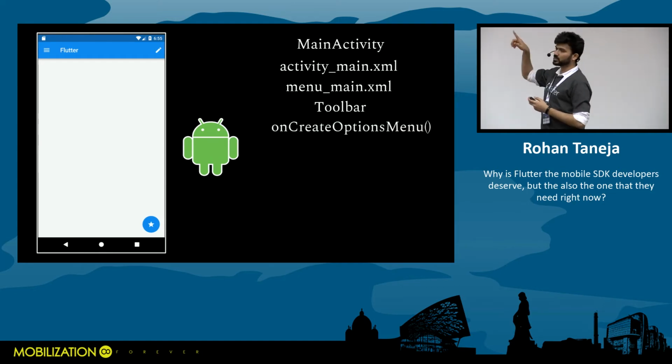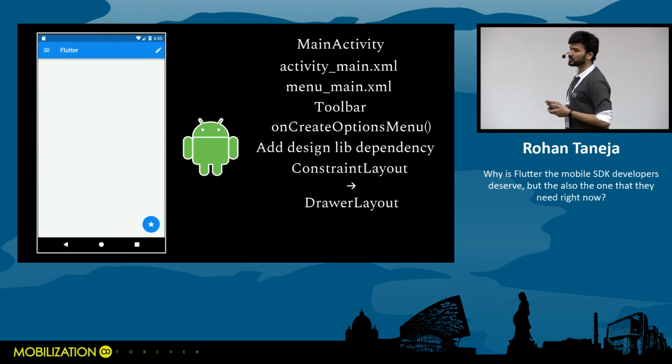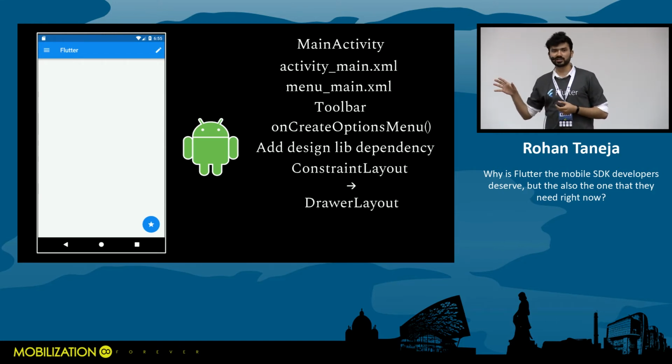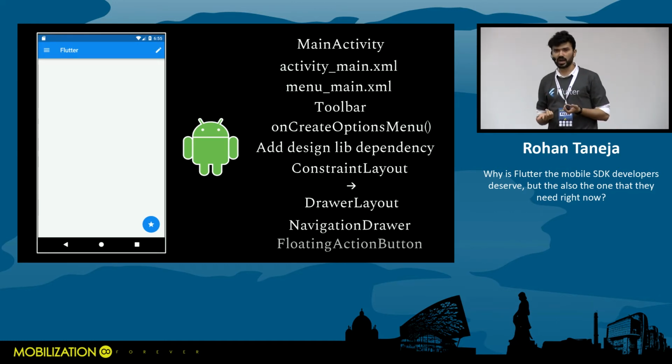Next, you want to handle clicks on that edit icon, so you override this method in your activity. Then you think about adding the drawer, but you cannot do that because you need the library dependency. Sucks. Then you finally think about adding the drawer, but you still cannot do that. The default code has a constraint layout. For the drawer, you need the drawer layout. So you replace the code in your XML file. And finally, you add a navigation drawer. The one thing left, floating action button. Then you add it easily.